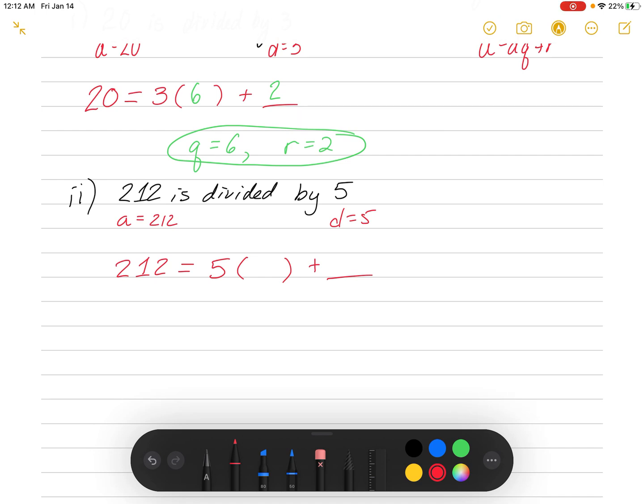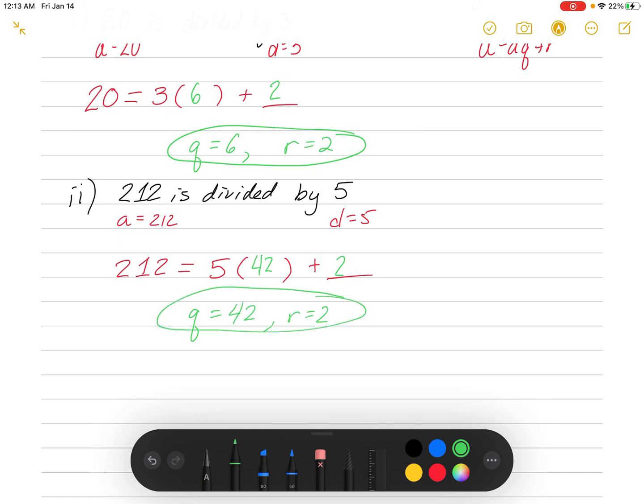So how many times does 5 go into 212? I believe 5 goes into 212 42 times? Let's see. 212 divided by 5. Okay, it's like 42.4. So it goes in 42 times. And we're going to take 212 minus 5 times 42. And you get a remainder of 2 over here. So that means our quotient Q is 42, and our remainder is 2.